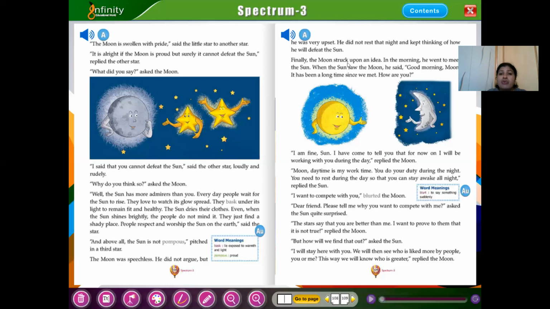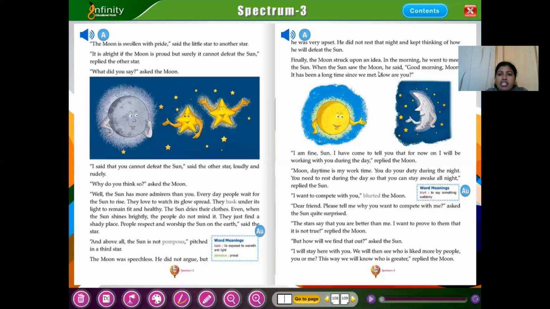Finally, the moon struck upon an idea. At last, at the end of the night, the moon got an idea. In the morning, he went to meet the sun.